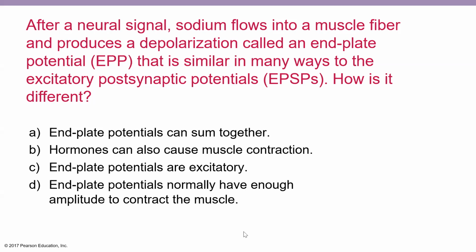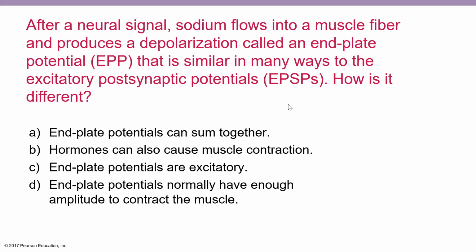So the question is, after a neural signal, sodium flows into a muscle fiber and produces a depolarization that's called an end plate potential. That is similar in many ways to the excitatory postsynaptic potentials, but how is it different? And here we want to remind ourselves that this EPSP is really referring to a graded potential. So basically it's asking, how does an end plate potential differ from a graded potential?